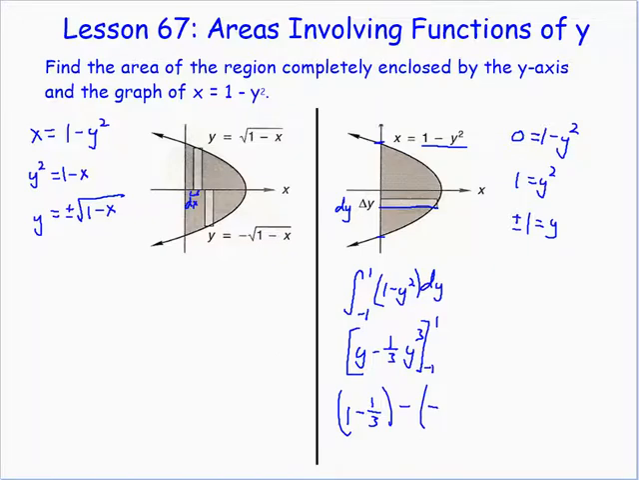minus, when we put in negative 1, negative 1 minus 1/3 times negative 1 cubed, which is still just negative 1. So we have 2/3 minus, this is negative 1 minus 1/3, or plus 1/3, so this is negative 2/3. So we actually have 2/3 minus negative 2/3, which is 4/3. So the area between those two graphs is 4/3 units squared.